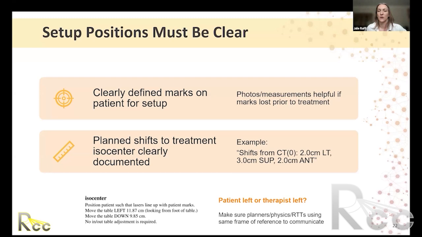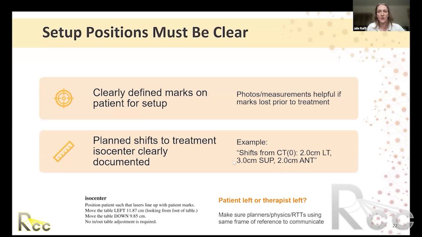You can try to get them close to their original position. Measurements can also be helpful for this. And then when we have shifts to treatment isocenter, those should be clearly documented for treatment. So here's an example of how we write shifts. CT0 is our reference marks, our reference point location that we established at simulation, and then we shift from there to isocenter for treatment.